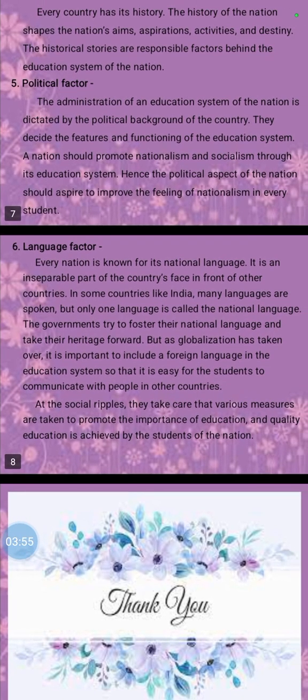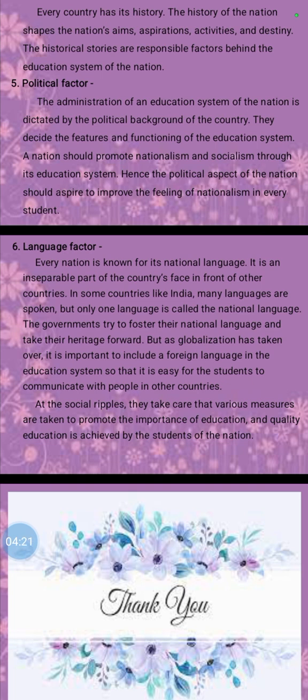Language factor. Every nation is known for its national language. It is an inseparable part of the country's face in front of other countries. In some countries like India, many languages are spoken, but only one language is called the national language. The governments try to foster the national language and take their heritage forward.